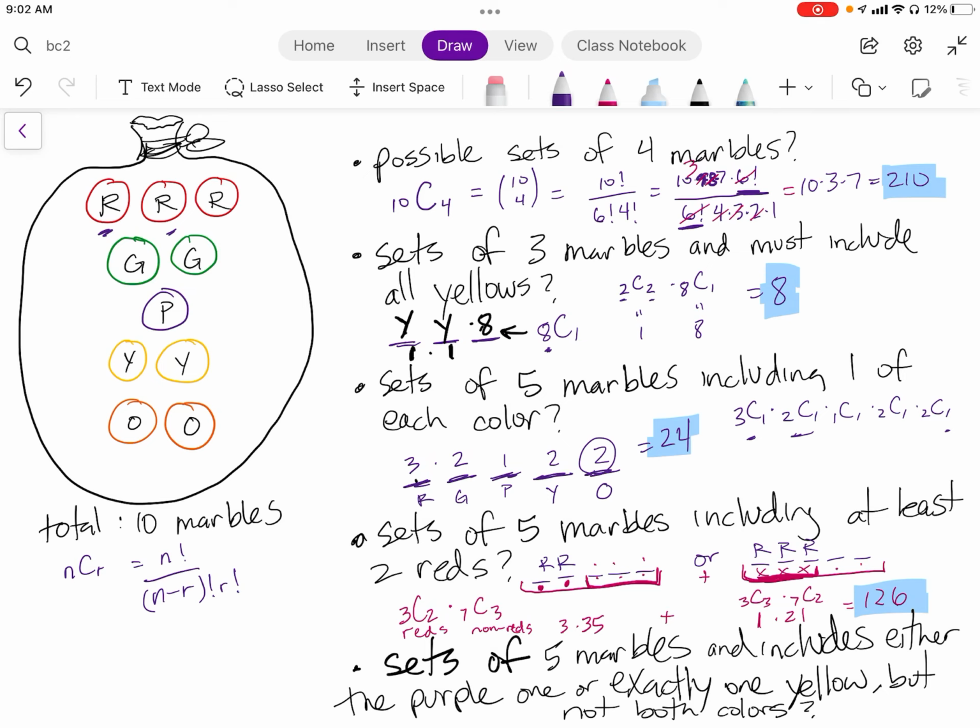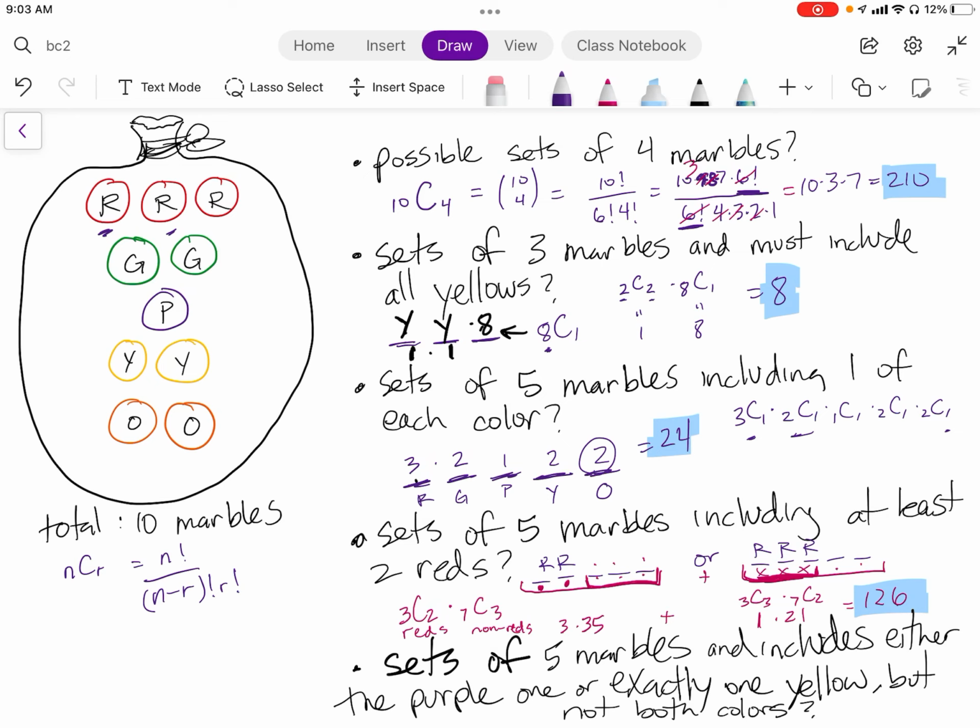All right, last one here. Again, a little tricky because there's an additional stipulation. We either need the purple one, because there's only one, right? Or exactly 1 yellow. But in both cases, if I choose the purple, I cannot use the yellow. If I choose the 1 yellow, I cannot use the purple. So we have 2 different scenarios again.